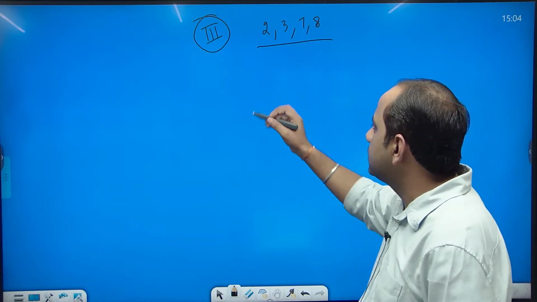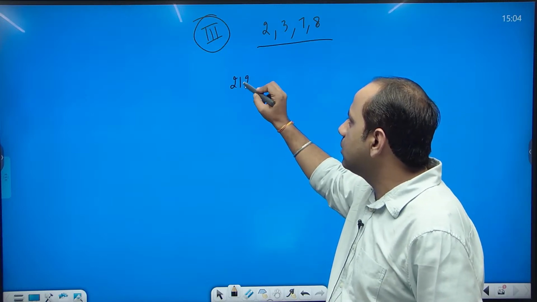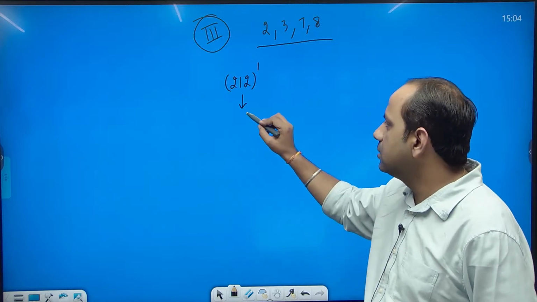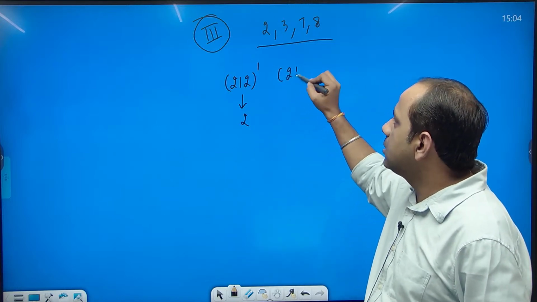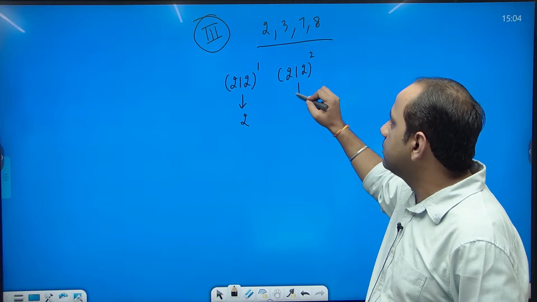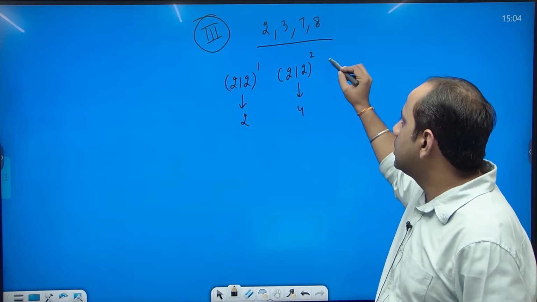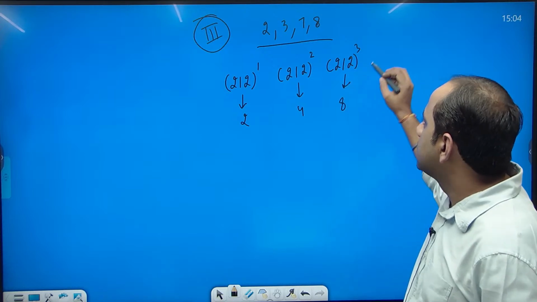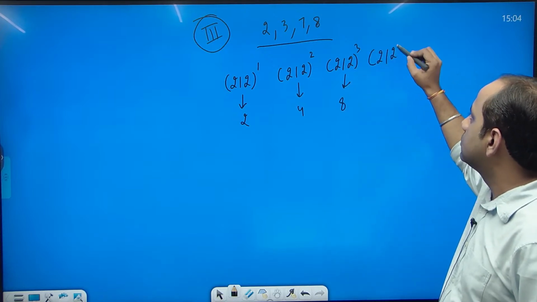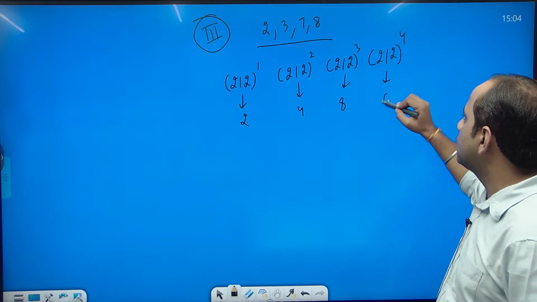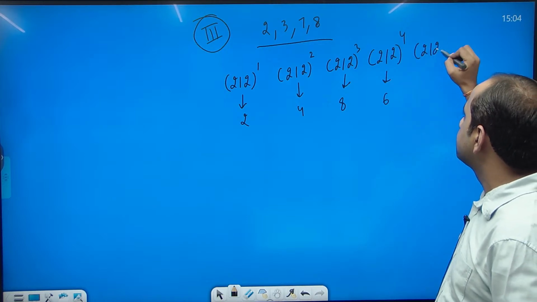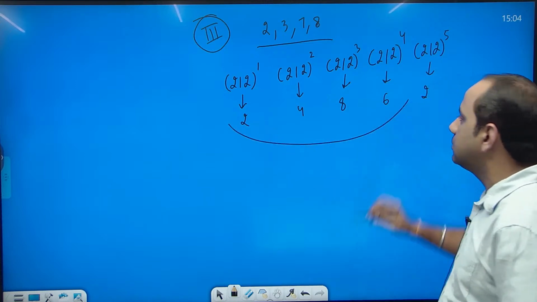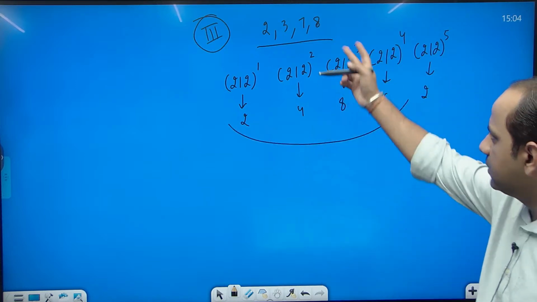So let's see what happens in this. Like if I write down 212 to the power 1, unit digit will be 2 only. In case of 212 to the power 2, unit digit will be, 212 to the power 3, 212 to the power 4, 212 to the power 5. So it will repeat after 4 digits. You can take any other value also.